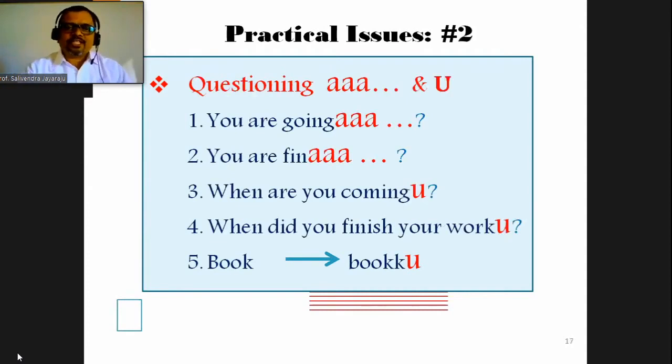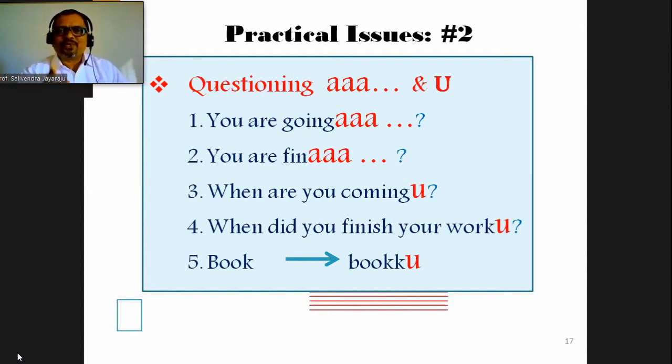The second one is the questioning ah. Bagunnaru, bagunnara. That ah is a questioning suffix in Telugu. Sometimes u. If you look at, when are you coming? When are you coming? Are you coming? That is questioning. When are you going? These two are the Telugu effects on the English language.